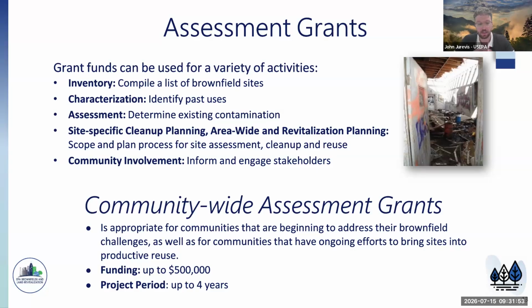And then starting with community-wide assessment grants, that was kind of an overview for all of them, but for community-wide assessment grants, these are the grants for a single community or nonprofit that comes in and wants to do assessment work within their jurisdiction. The funding's up to $500,000 and the project period is 4 years. So typically, applicants will identify target areas and then priority sites within their target areas, and their application will be writing a story about how they're going to get those sites to redevelopment.